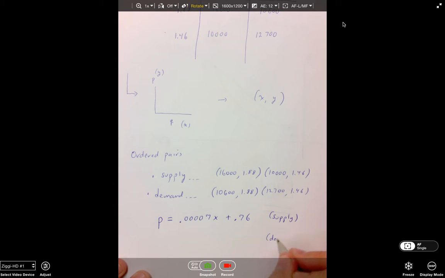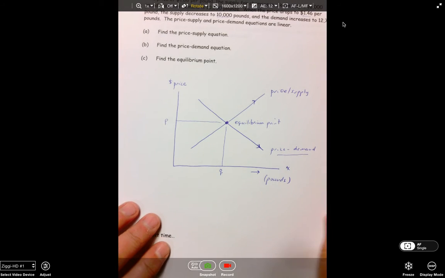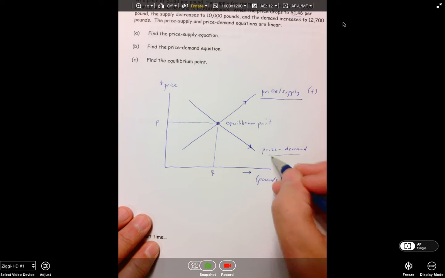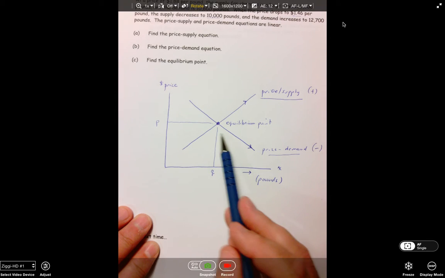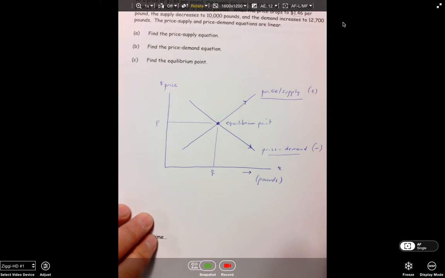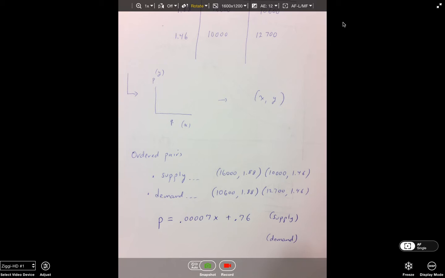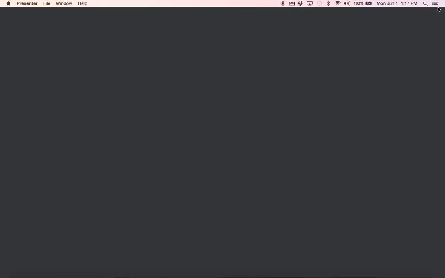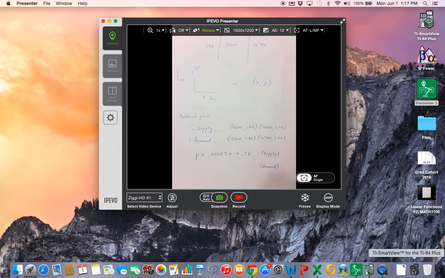Now the next thing I want to do is the demand, and as we look back to the original game plan, we knew that the price supply was going to have a positive slope because it raced to the right. But the price demand, because of the nature of it, as the quantity increases, our price is going to decrease. Then we're expecting a negative slope. So it's still not a big issue with our calculator.